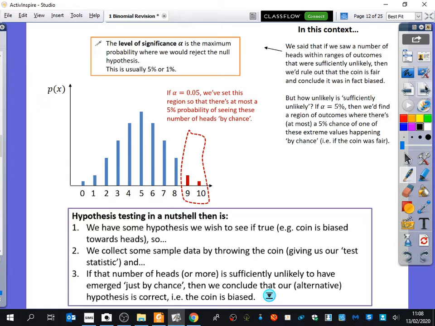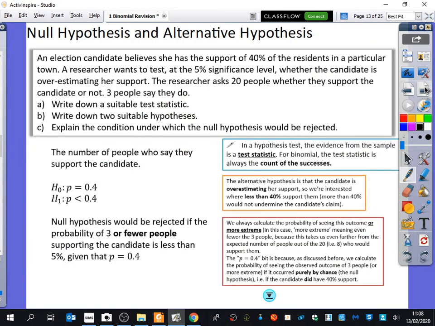So let's put this in context, which might give a bit more understanding of things that could happen. So the idea of a null hypothesis and an alternative hypothesis. This one doesn't really need any writing down because I decided to print all of this so you could just read through with me. Let's see what the question is saying. An election candidate believes she has the support of 40% of the residents in a particular town. A researcher wants to test at the 5% significance level whether the candidate is overestimating her support. The researcher asks 20 people whether they support the candidate or not, and 3 people say that they do. Write down a suitable test statistic, and so on.